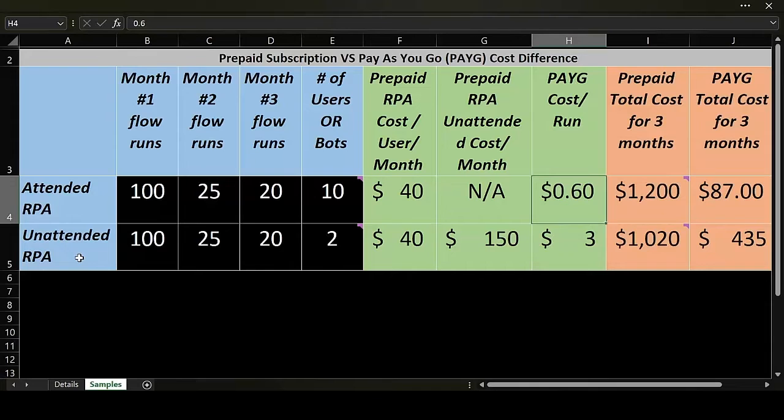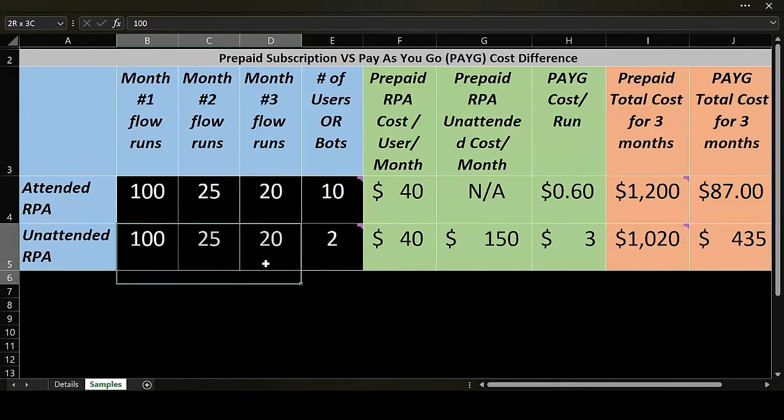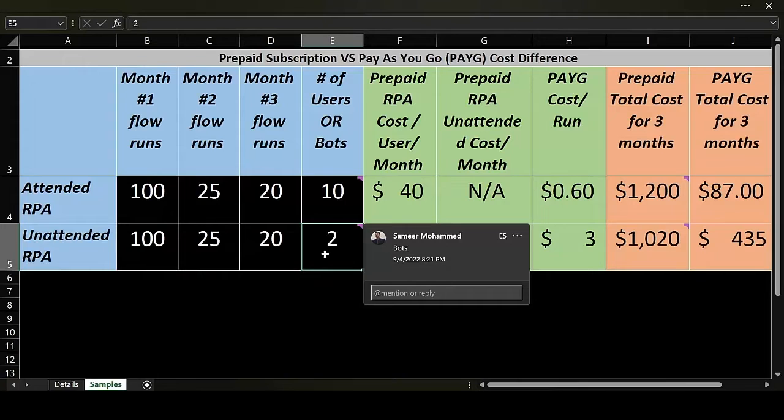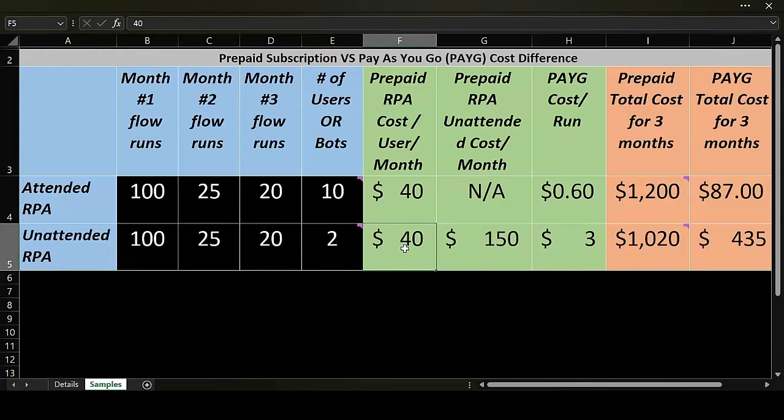Now let's take a look at the unattended RPA over here. Again, 3 months of data, and I have 2 concurrent bots, which means it's going to require 2 different unattended licenses. And this is $40 for the prepaid subscription per month for attended, and on top of that $150 for unattended per bot, and then here's the $3 for pay-as-you-go.